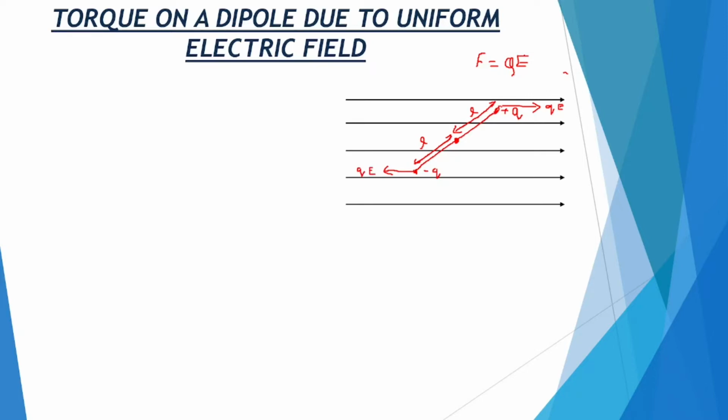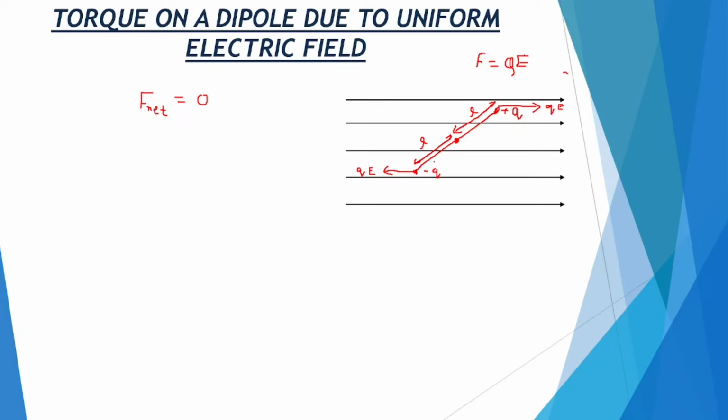So now you can see that the force on plus q is in the direction of electric field with magnitude qE, and force on minus q is opposite to the direction of electric field with magnitude qE. The force is acting in equal and opposite directions. So the total force cancels, and F net is equal to 0. The total force on this dipole becomes 0. That means there is no net force on this dipole.